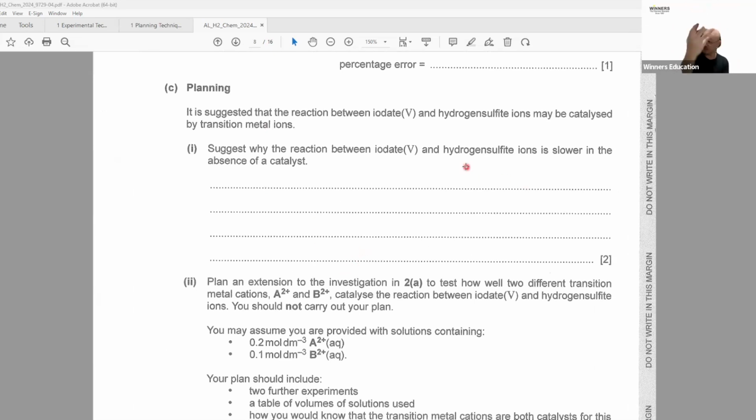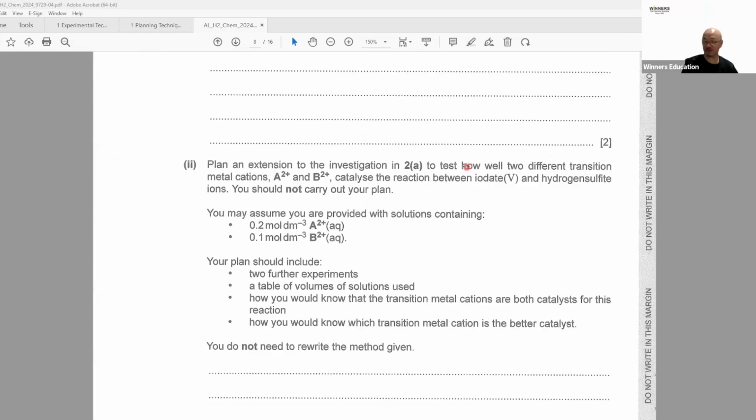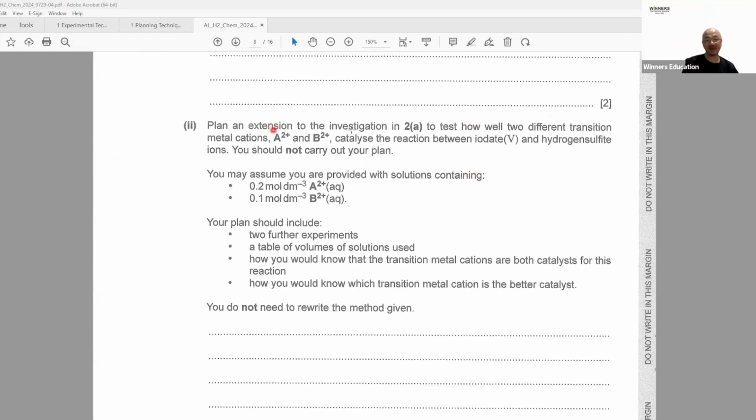Can I run? Okay. Show you the actual question. Talk is cheap. Don't take photo. Don't get me in trouble. Okay. Plan an extension to the investigation 2A. Now then is the plan. To test how well 2 different transition metal cations, A2+ and B2+, catalyze the reaction between iodate and hydrogen sulfite. You do not need to carry out your plan. So no need to do hands-on.